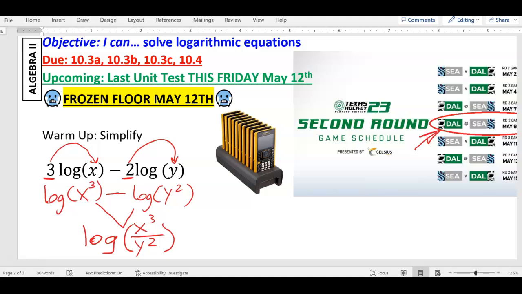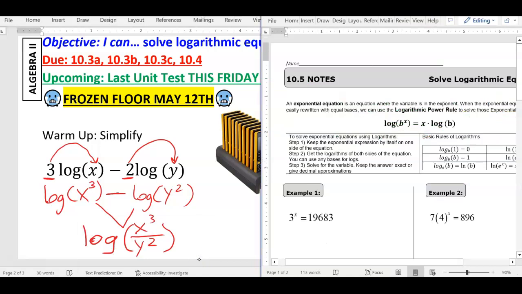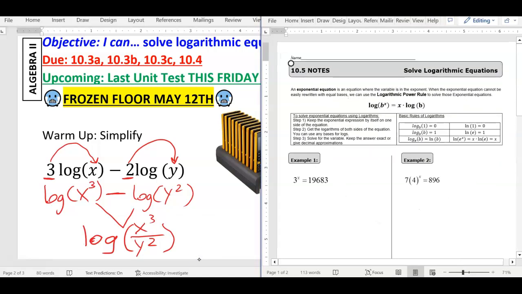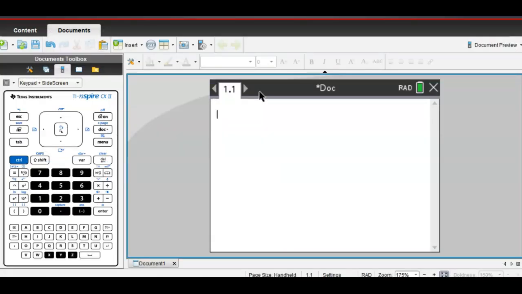Okay. Now you should have the 10.5 notes. We're going to pass those out if you don't already have them. And those 10.5 notes look like this. Okay, so I'm going to show you the PowerPoint on the left, and we can write on it on the right here. And then if we need to, we'll pull up our calculator. Cool.